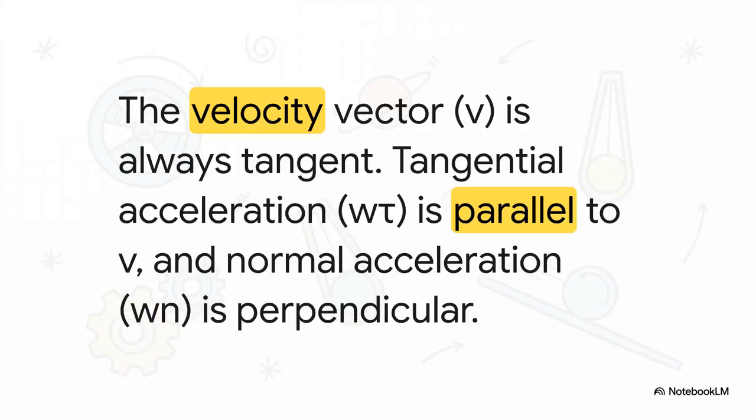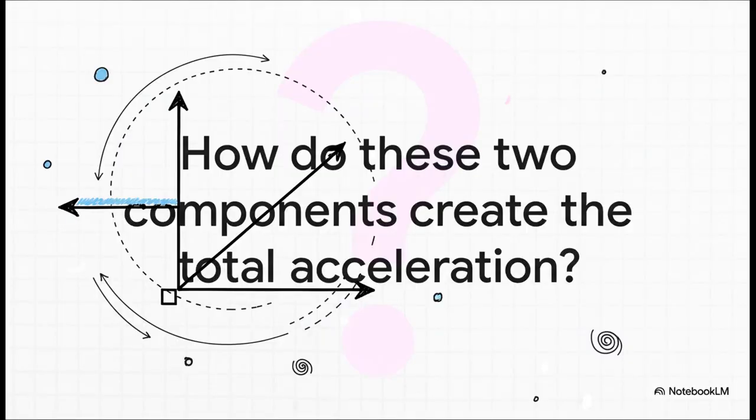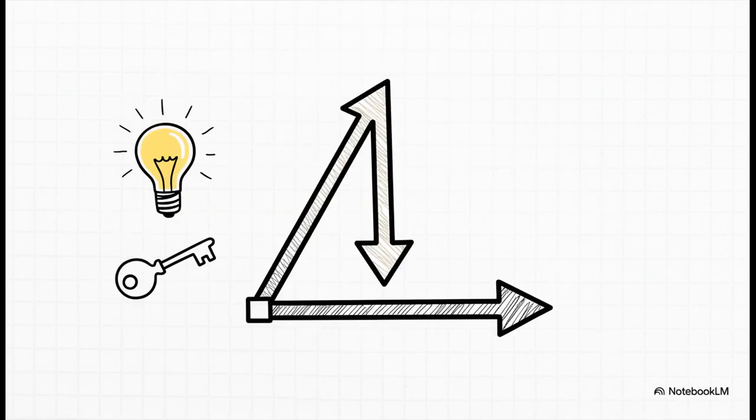Okay, now this is where things get really interesting geometrically. The velocity is always tangent to the circle, right? Well, that means the tangential or speed up acceleration runs parallel to it, and the normal or turning acceleration is always at a perfect 90-degree angle pointing straight inwards. So this brings us to the big question, right? We've got these two acceleration components, and they're acting at a right angle to each other. How in the world do they add up to give us that one total acceleration vector the problem is talking about?